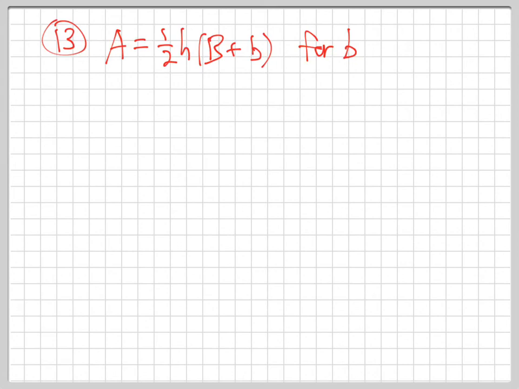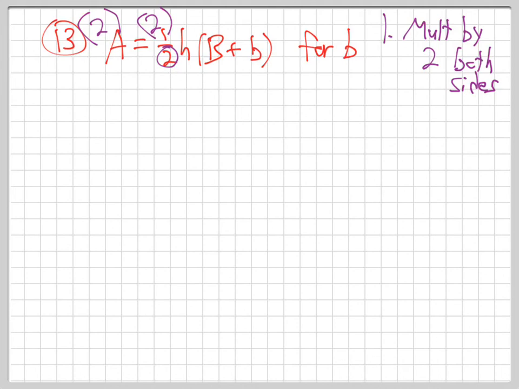So, first thing you're going to need to do, we got a fraction in there, don't we? So step 1, multiply by 2 on both sides to get rid of the fraction. Why? Because we have a 2 in the denominator. Have you seen that pattern? Whenever we have a fraction, whenever we have a denominator, we multiply through by that, clear it out of there. So I'll do that. I'm going to multiply this side by 2 and this side by 2.